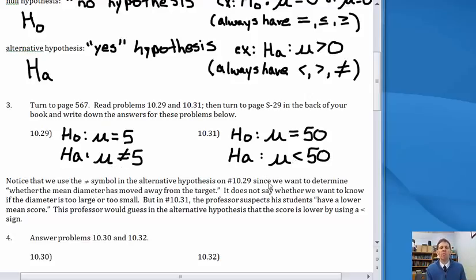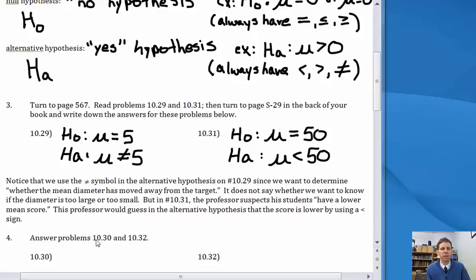In 1031, however, the professor suspects that the students have a lower mean score. This would mean in the alternative hypothesis, my guess is the scores are lower than 50, so we do mu is less than 50. In general, in your null hypothesis, look for an equal sign. In your alternative hypotheses, read the question. That will give you an indication what you should use for your symbols.